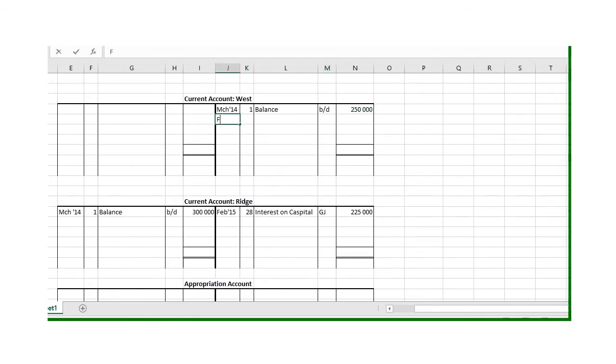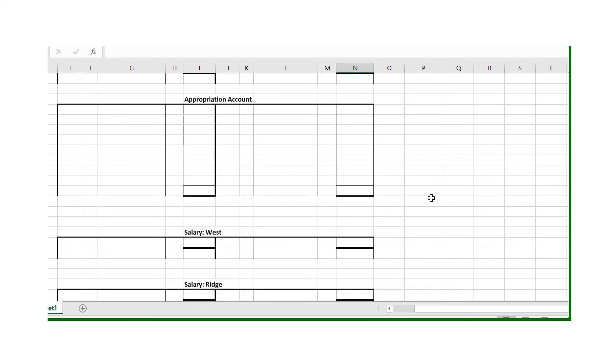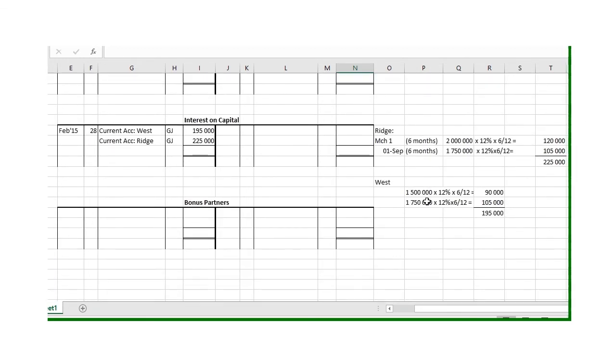It is February 2015, the 28th, coming from the interest on capital account on my general journal, and he was entitled to 195,000. So that is what they're entitled to.